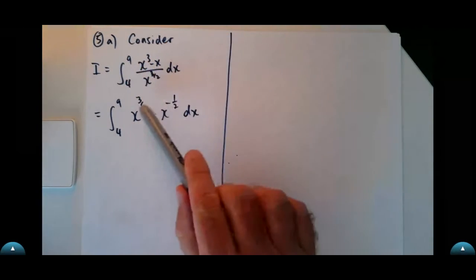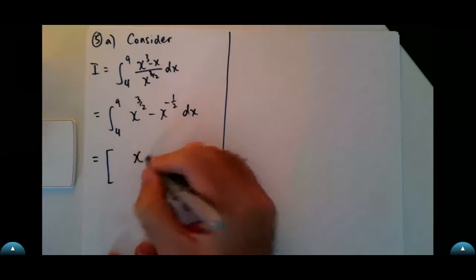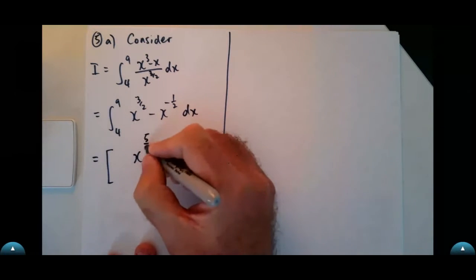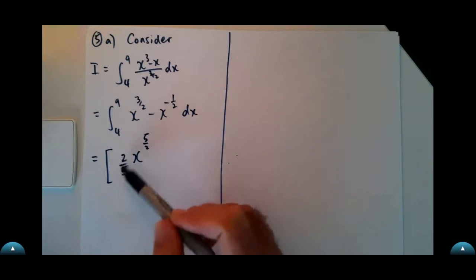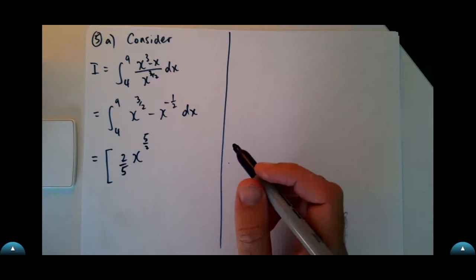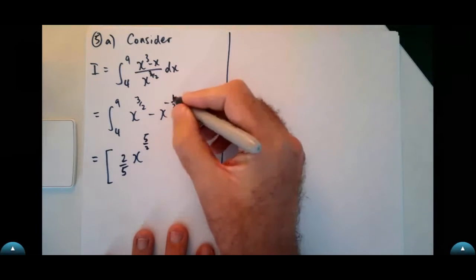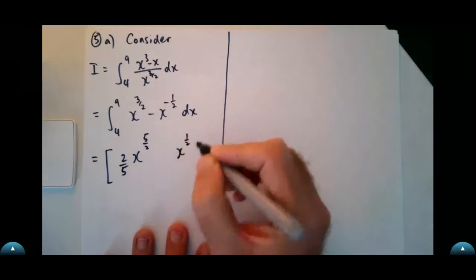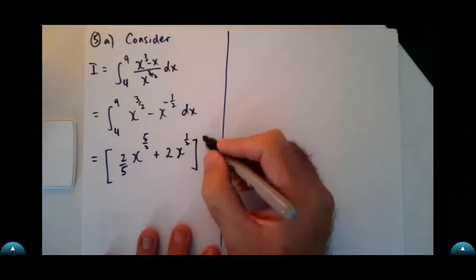Okay, so we're integrating two power type functions here. So you increase the power by 1 and you divide by the new power. That's essentially one of the rules for integration. So x to the 3/2, you increase the power by 1, you divide by the new power, which is the same as just multiplying by the inverse. So x to the negative 1/2 will become x to the 1/2. Dividing by 1/2 is the same as multiplying by 2.